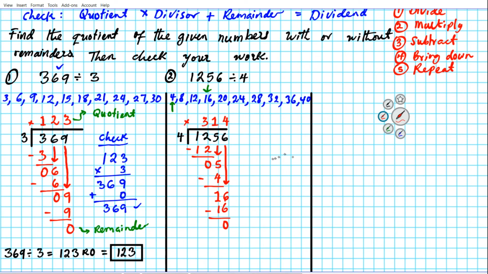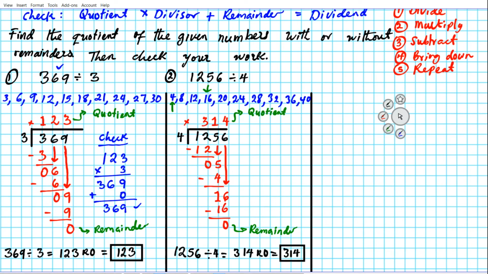1,256 divided by 4 is 314. This 314 right here is your quotient, and 0 is your remainder. Let's write down the answers, ladies and gentlemen. 1,256 divided by 4 is 314. Remainder 0. But remember, if the remainder is 0, you don't have to write it. Just write down the quotient component, which is 314.